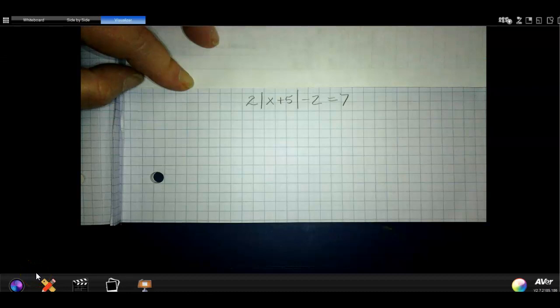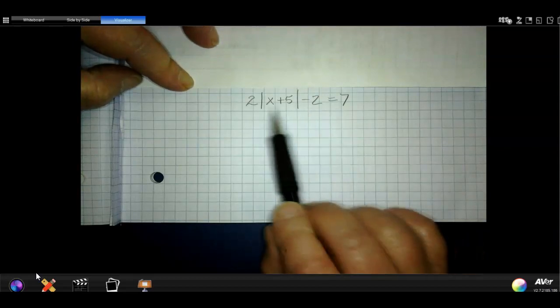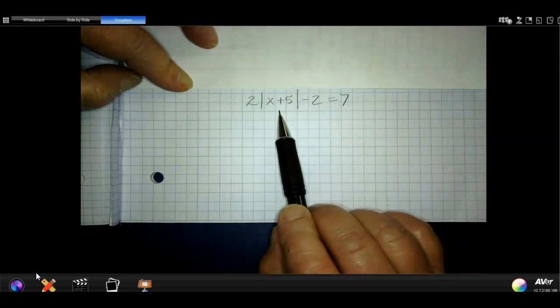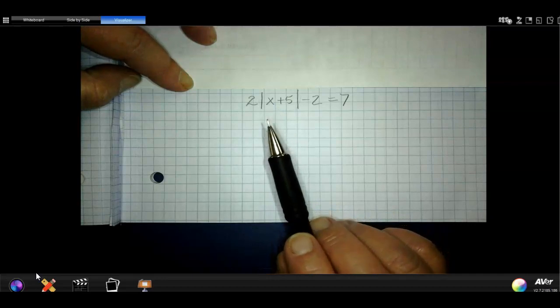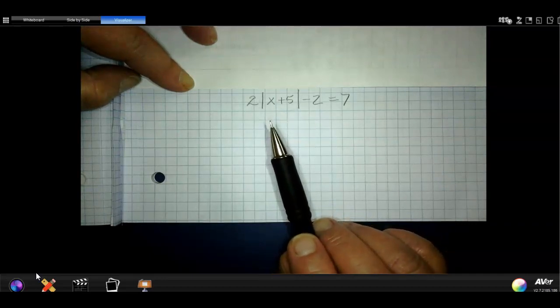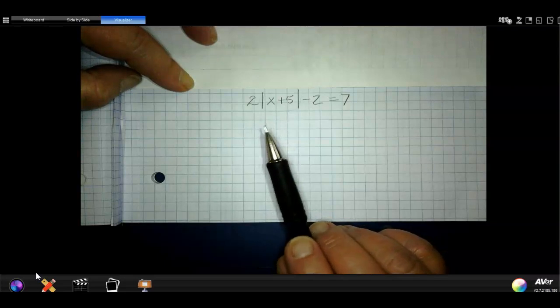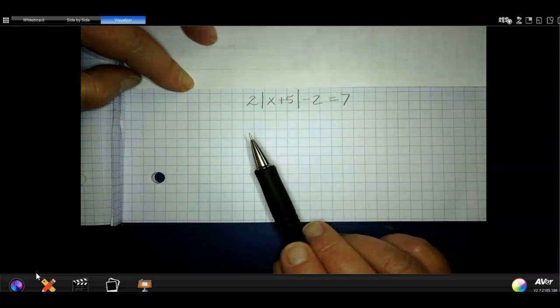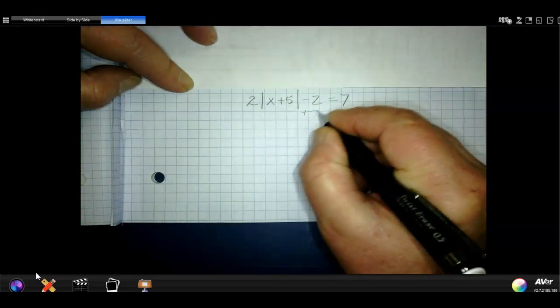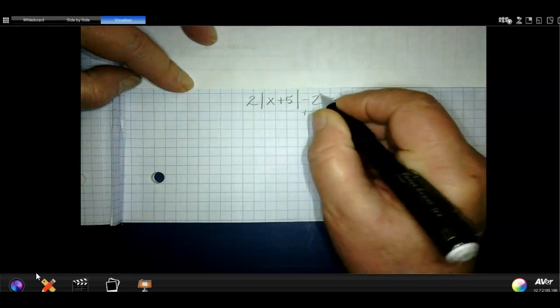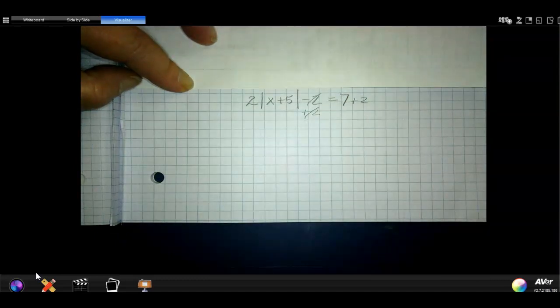Okay, so just like I've been saying, and I will continue to say, because repetition helps, our goal is to isolate the absolute value portion first, and then we can split the equation into 2 and solve for our positive and negative solutions. Okay? So the first thing I'm going to do is add 2 to both sides, just like I did the last time. I hope you remember that.